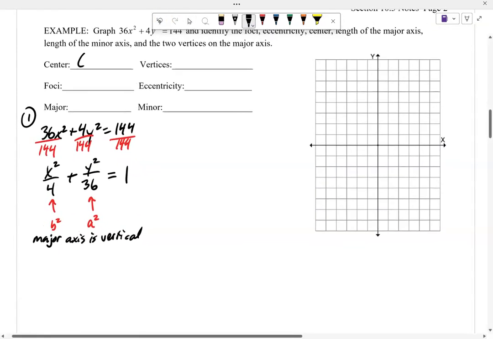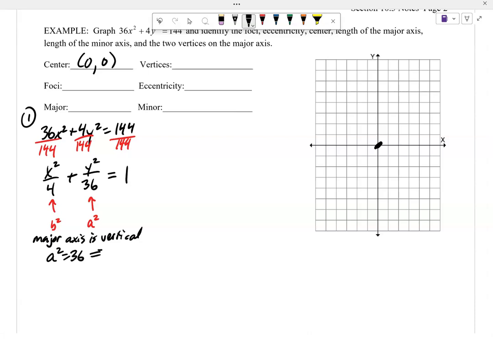Okay, so that's kind of what I'm thinking before I do this. My center is still going to be 0, 0. I'm going to start right there. Notice my A squared is 36, so my A has got to be 6. Square root. So I'm going to go up 6. I'm going to go down 6: 1, 2, 3, 4, 5, 6. Those are my vertices on the major axis.